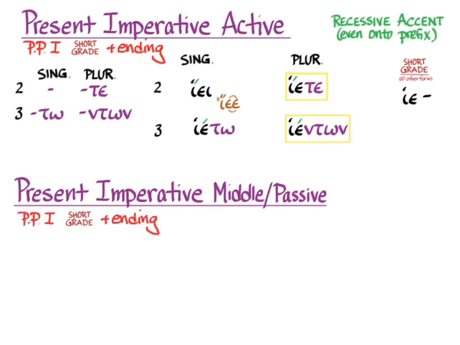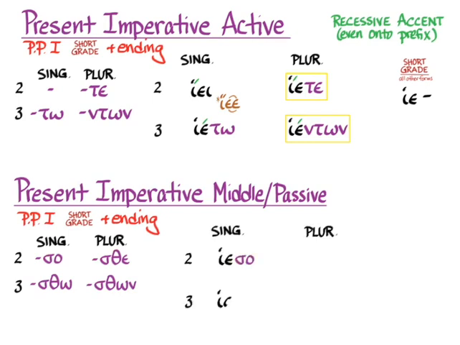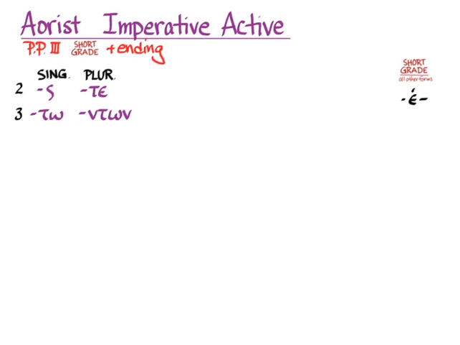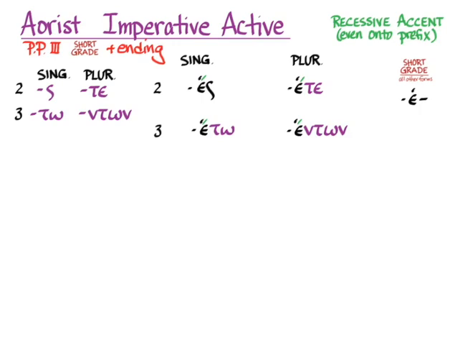The middle passive of the imperative uses the short grade stem and the athematic endings, which gives us hiesο, hiestho, hiestha, and hiesthon. And here we need to remember that both the second person singular and the second person plural look just like their indicative counterparts. The aorist imperative is going to follow the same rules. So the short grade stem for the aorist with the athematic endings, and we get hes, heto, heta, hentone. And again, that third person plural imperative, let them hurl, looks just like the genitive plural masculine and neuter participle active. So be careful about that.